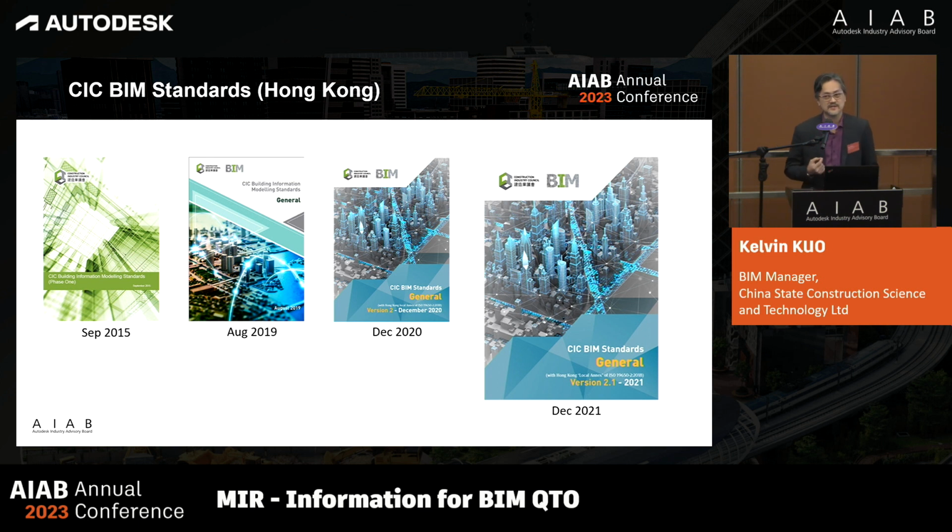So actually, we are talking about the standard. We refer to the CIC. The CIC has established many versions of the BIM standard since 2015, and the latest one should be December 2021, which is the most common version of the BIM standard we are using now, according to ISO 19650.